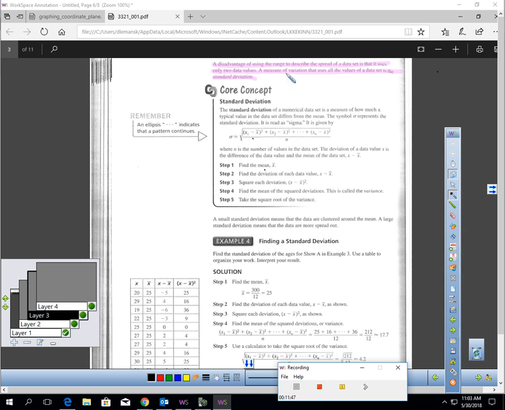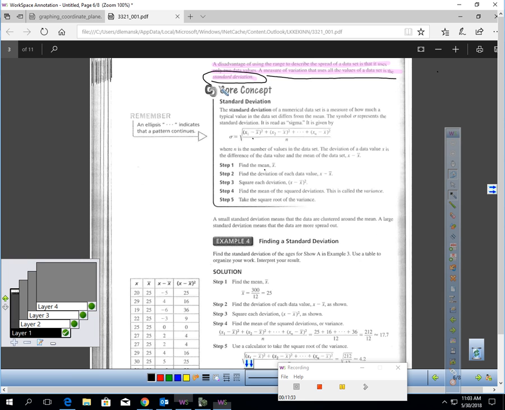A disadvantage of using the range to describe the spread of data is that the range only uses two data values. It only uses the high and low amount. A measure of variation that uses all the data values is called standard deviation. The standard deviation of a numerical set of data is how much a typical value differs from the mean. How much does a typical value differ from the mean?